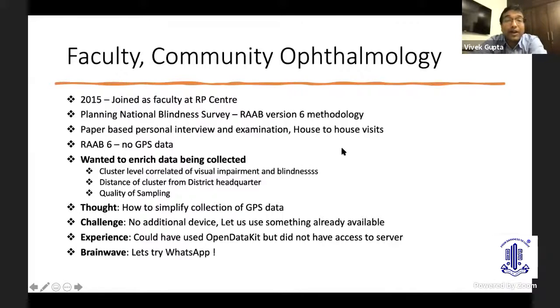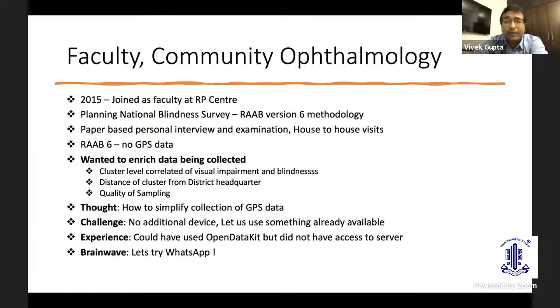Finally, I joined as a faculty of community ophthalmology in 2015 at RP Center. At that time, we were planning the National Blindness Survey using the RAAB methodology, Rapid Assessment of Avoidable Blindness. It was to be a paper-based personal interview, with house-to-house visits, and there was no GPS data being collected in the RAAB survey. An idea came to me: why don't we enrich the data that is being collected? We know that blindness and visual impairment can be correlated with cluster level factors. Distance would be an important factor, and we also had to look at quality of sampling. Are our clusters distributed throughout the district where we are going for the survey or not?